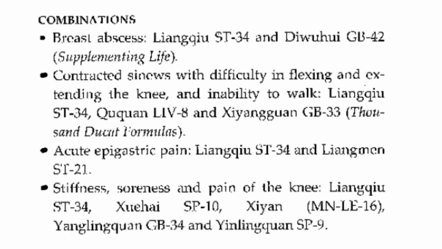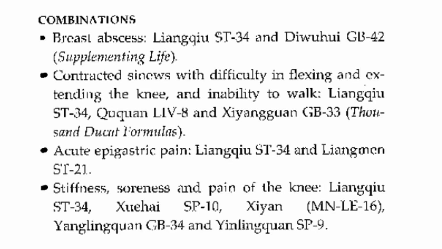Here we have some combinations to treat different illnesses. For breast abscess, we can use stomach 34 in combination with gallbladder 42. For contracted sinew with difficulty in flexing and extending the knee and inability to walk, we could combine stomach 34 with liver 8 and gallbladder 33. This is a part of the Thousand Ducat formulas.